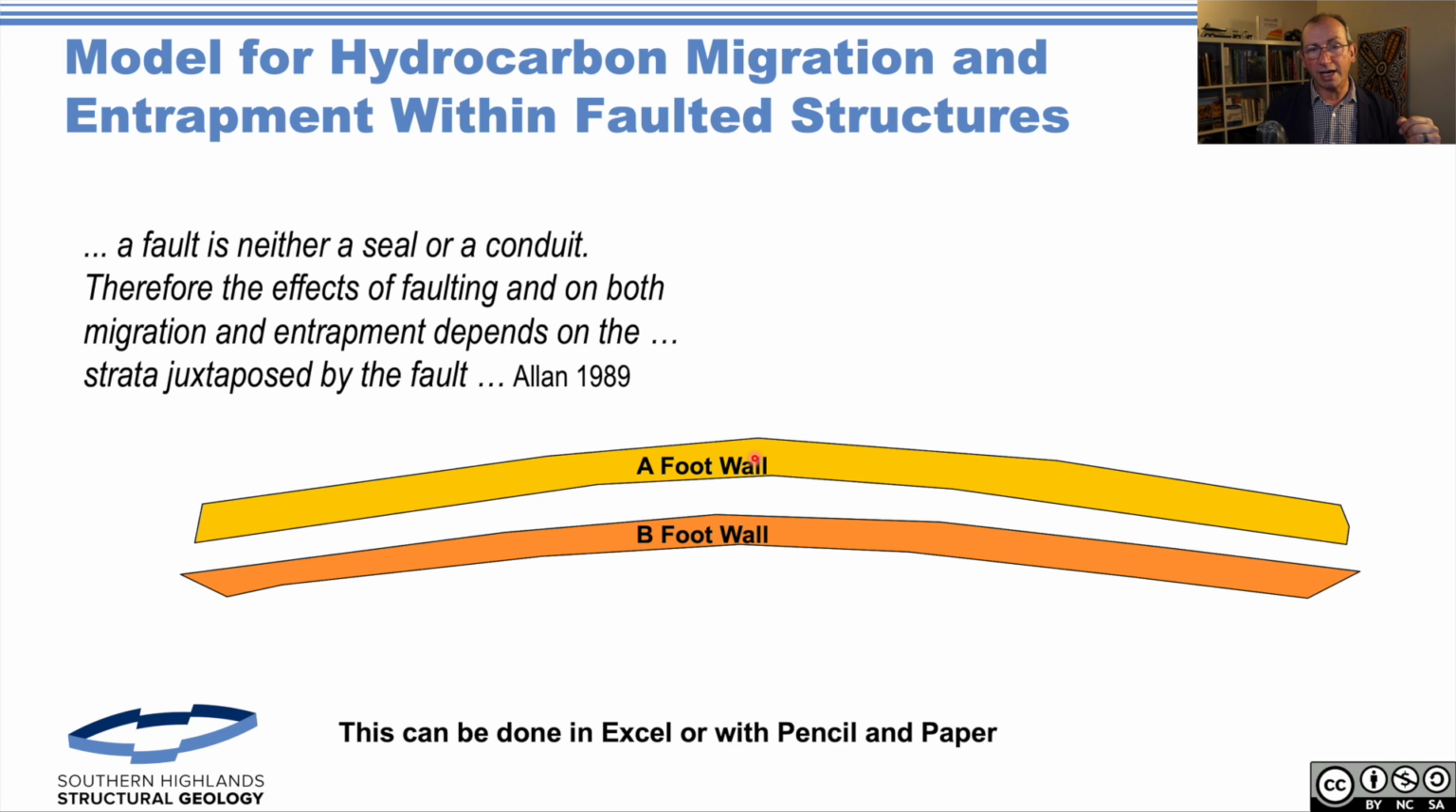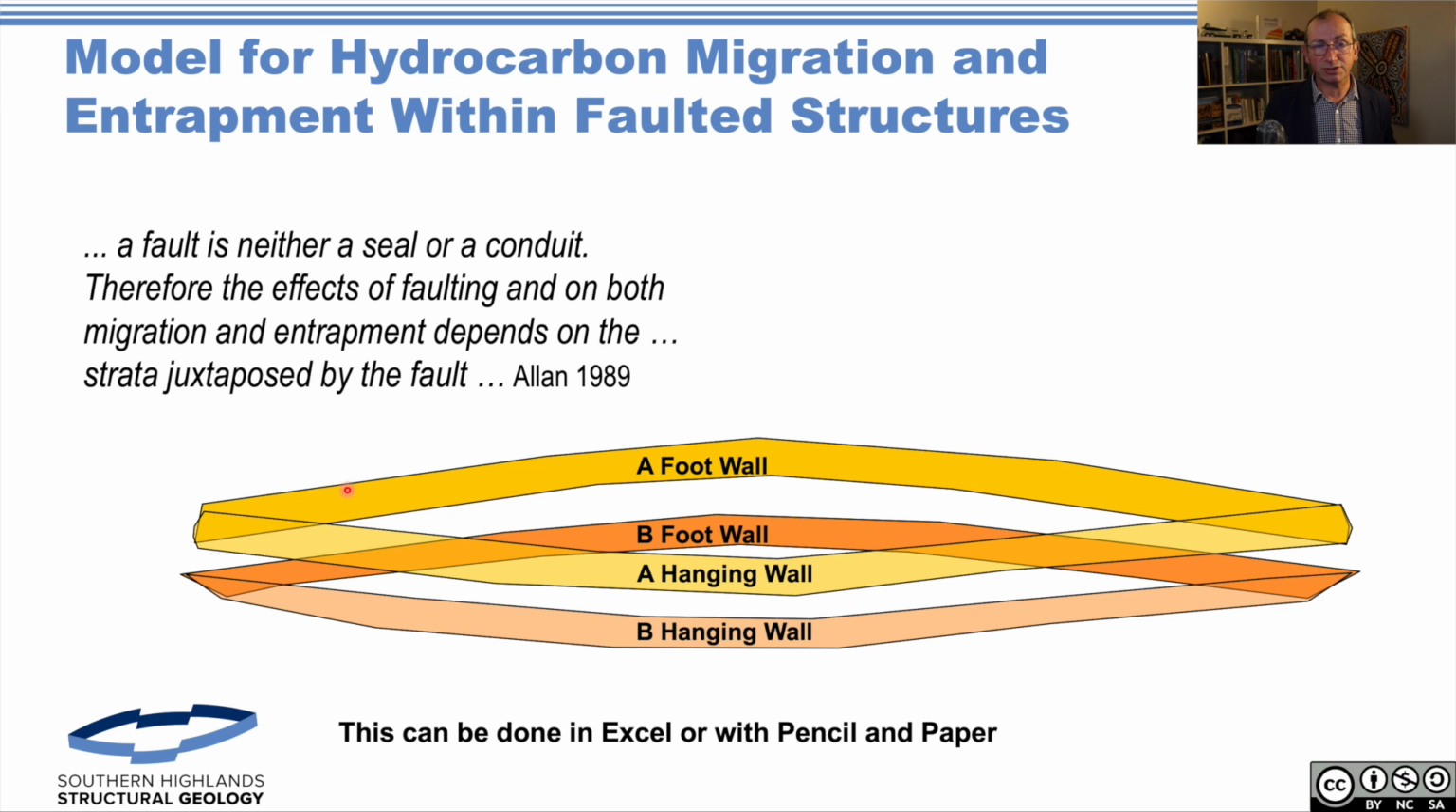So the idea is you have two aquifers. You've got an A aquifer and a B aquifer. A in the footwall, and that's on the other side of the fault, and B on the other side of the fault. And then what we're going to see is the fault plane that we're looking at is down juxtaposed across here.